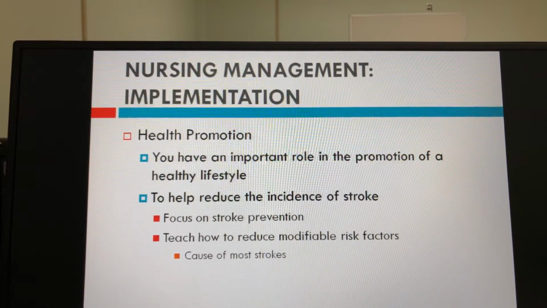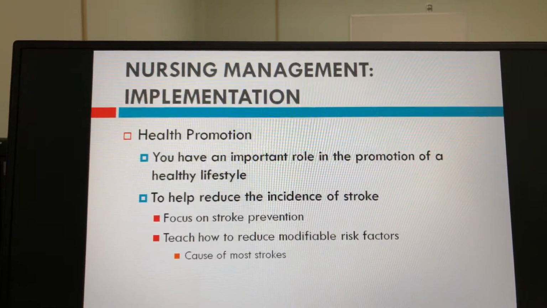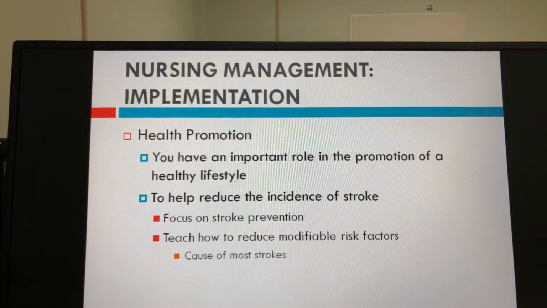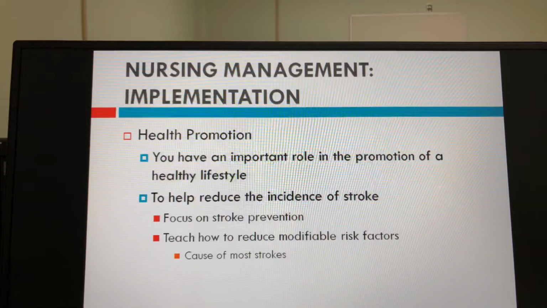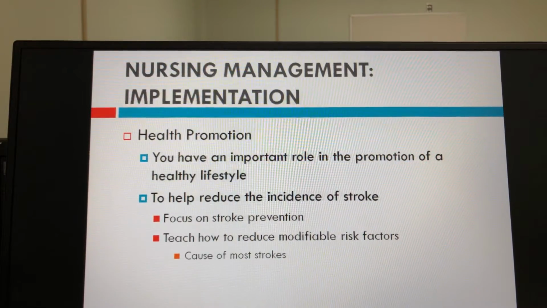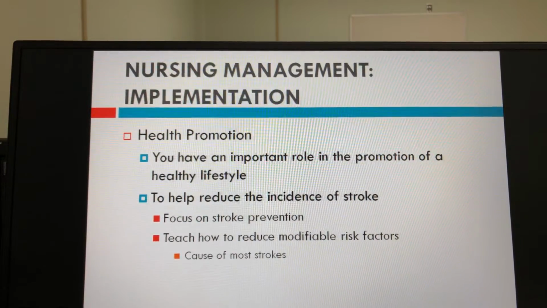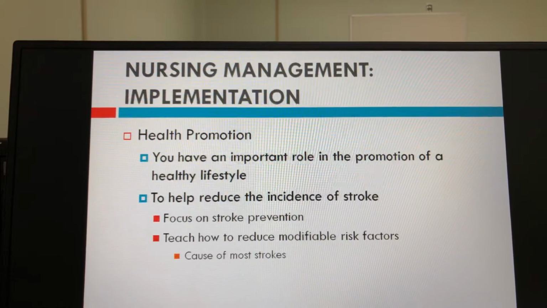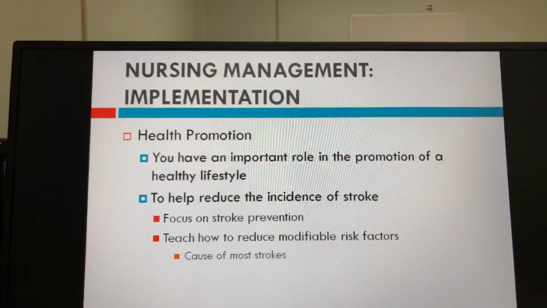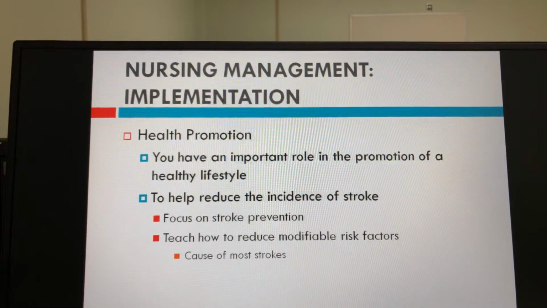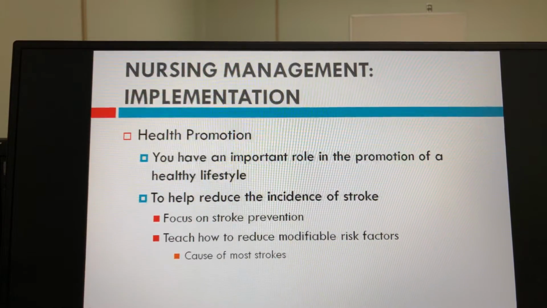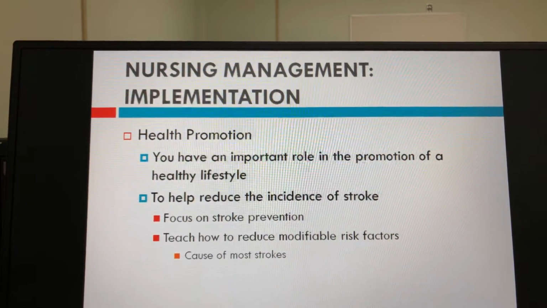So as you can see on this particular slide, it's talking about the reinforcement of reducing those modifiable risk factors, the things that they could do to help prevent stroke, and teaching them again how to reduce those modifiable risk factors, the ones that we know lead to strokes, particularly hypertension, obesity, and smoking, and those patients who are diabetics, whether or not their blood sugars are under control.